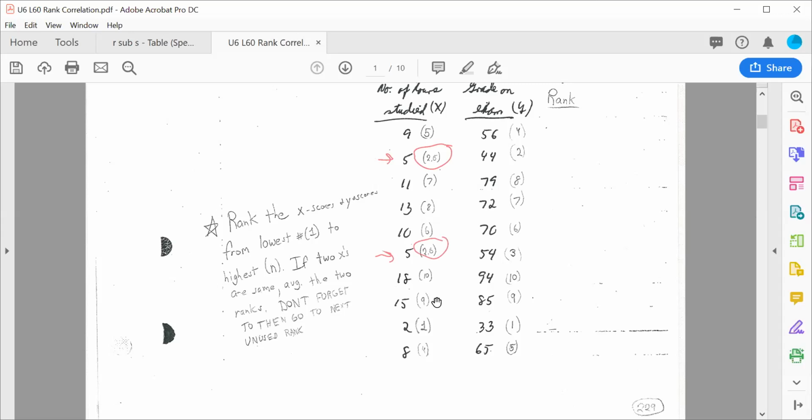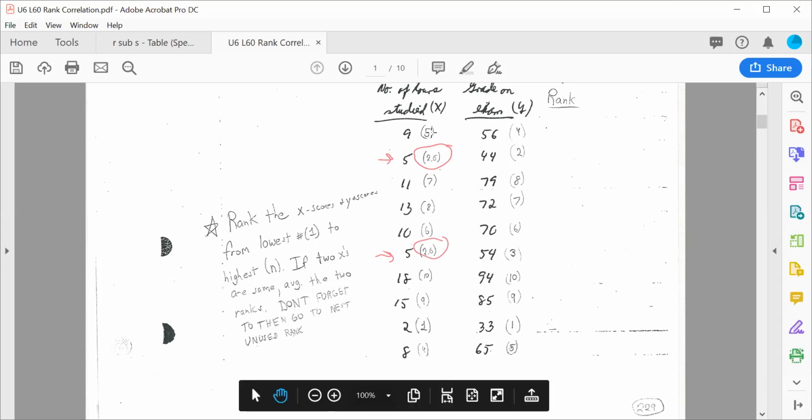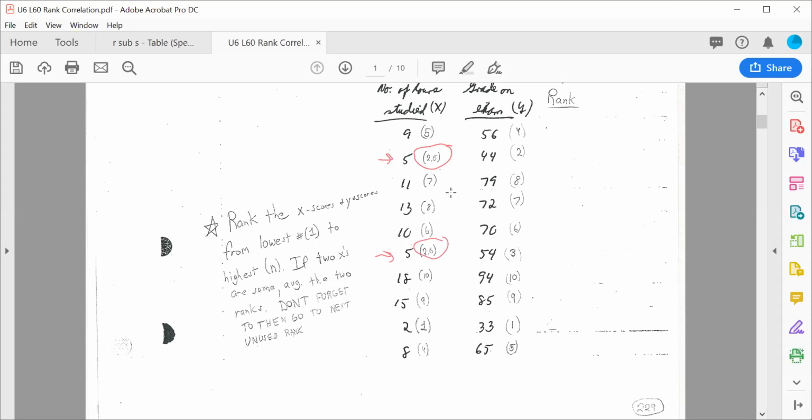So far, we've ranked 3 numbers. So 1, 2, 3. So then the next number, which is 8, would get a rank of 4, and so on. 9 would get a rank of 5. 10 would get a rank of 6. 11 would get a rank of 7. 13 would get a rank of 8. And 15 would get a rank of 9. And last but not least, 18 would get a rank of 10 because there's 10 numbers. By the way, n equals 10. N still represents the number of pairs of numbers.